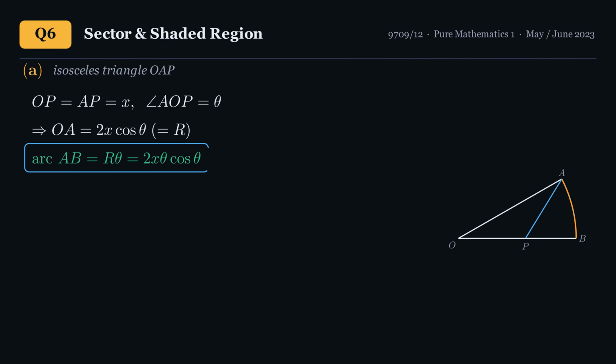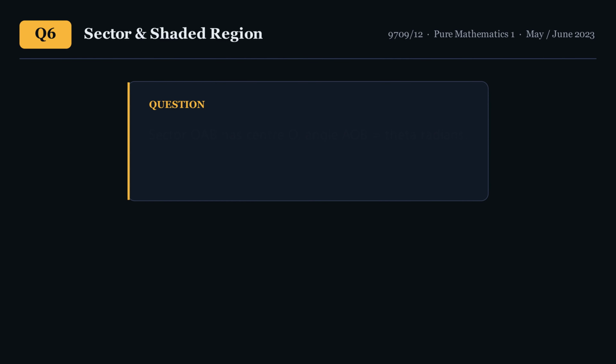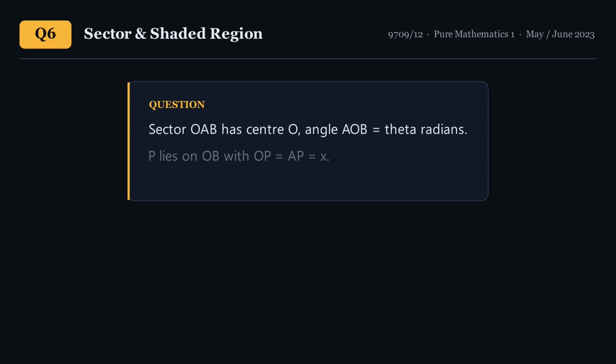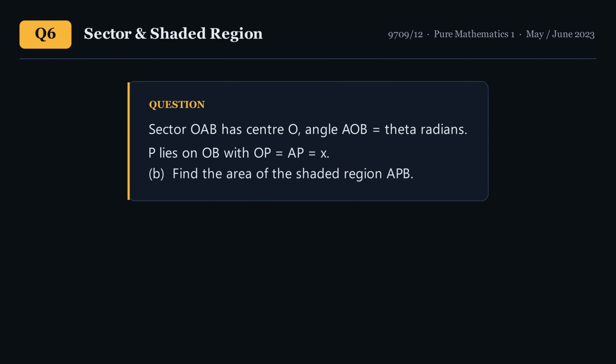That proves part A. Sector OAB has center O, angle AOB equals theta radians. Point P lies on OB with OP equals AP equals x. Part B. Find the area of the shaded region APB.